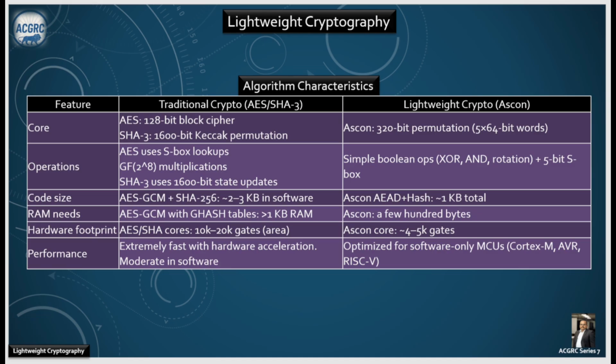From a performance perspective, traditional ciphers are extremely fast as they use hardware acceleration, whereas the lightweight ones are optimized for software-only MCUs, which could be MCUs such as Cortex-M, AVR, or RISC-V. We look at this in detail as we move forward.